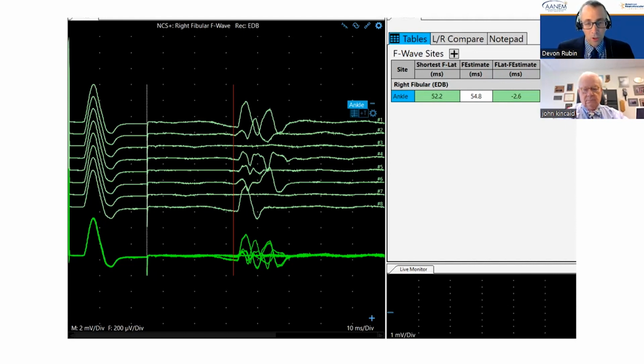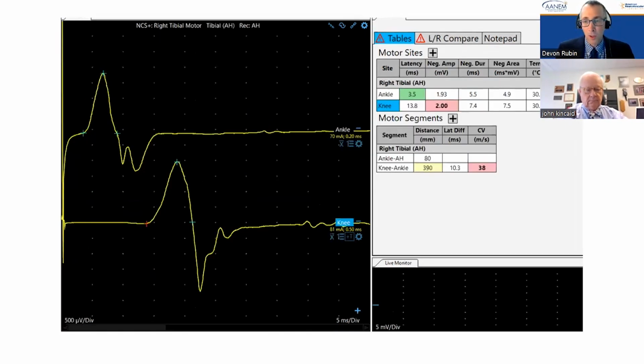Well, that looked pretty good. I agree. And so here's the tibial motor. Okay. So this is where I'm curious of your thoughts. Can you see the values here? With our machines, what helps a little bit is that when it's pink, it's outside of our reference limits. Yes. So what this shows is that your response amplitudes, I would consider low at 2 millivolts. At the knee, generally, I would want that to be at least 4 millivolts. So this is low. It's low both distally and proximally.